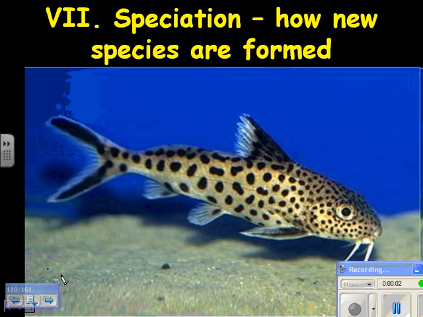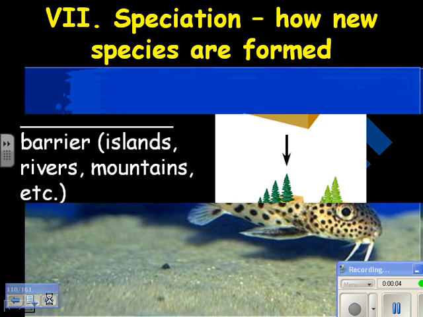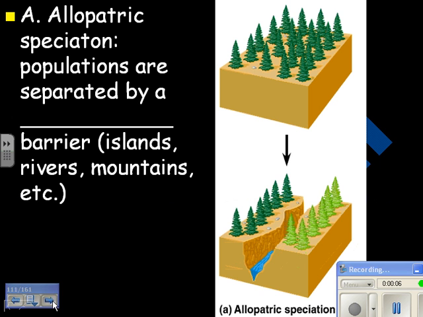Speciation. This is how new species are formed. So there's two basic things that we're going to go over. The first one is allopatric speciation. Populations are separated by a geographical barrier. So in this case, it's a river.